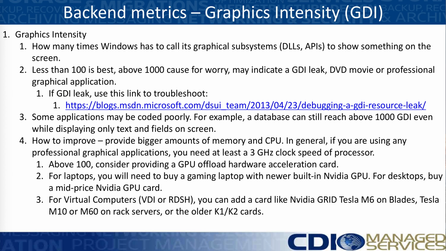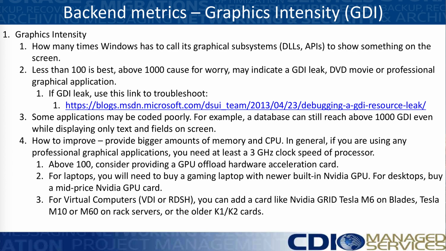So how do you improve GDI? How do you make it less? Well, graphics are affected by CPU and memory in general. For example, if you have any kind of graphical applications like Photoshop, you need to have a high clock speed CPU. Even if you have multiple CPUs, but they're 2.4 gigahertz, it's not going to do it when you have something like Photoshop. You need at least a 3 gigahertz clock speed of processor or higher. And then you can start increasing more processors.